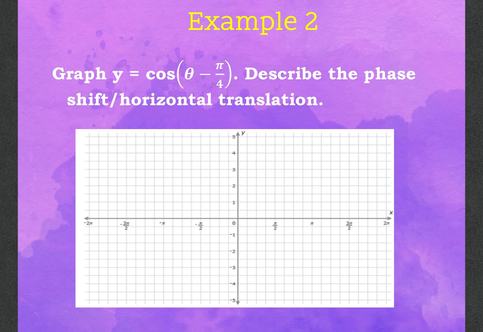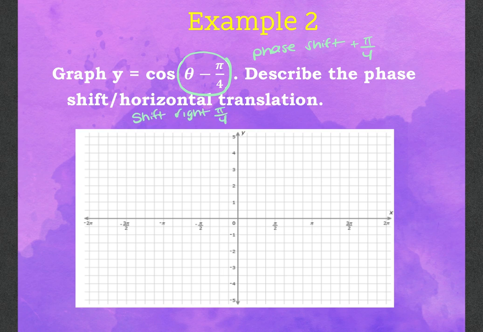All right, now we're dealing with a phase shift. Again, I know because it's inside the parentheses. So y equals cosine of (theta minus pi over 4) means we have a phase shift of positive pi over 4. So this is a shift to the right, pi over 4.